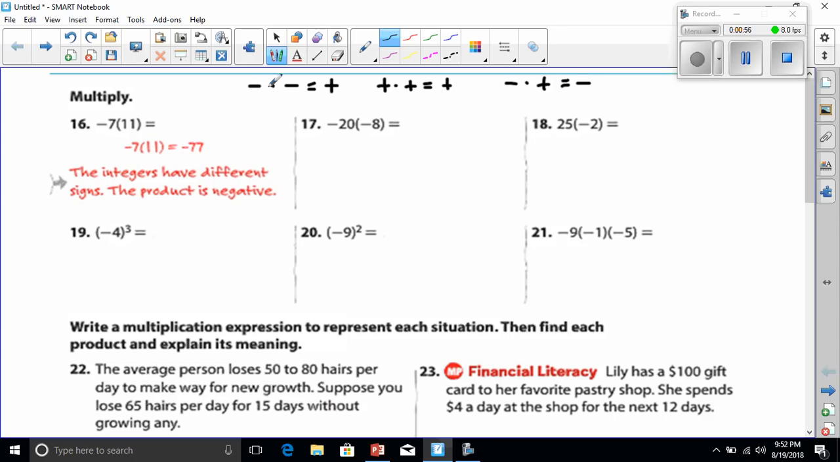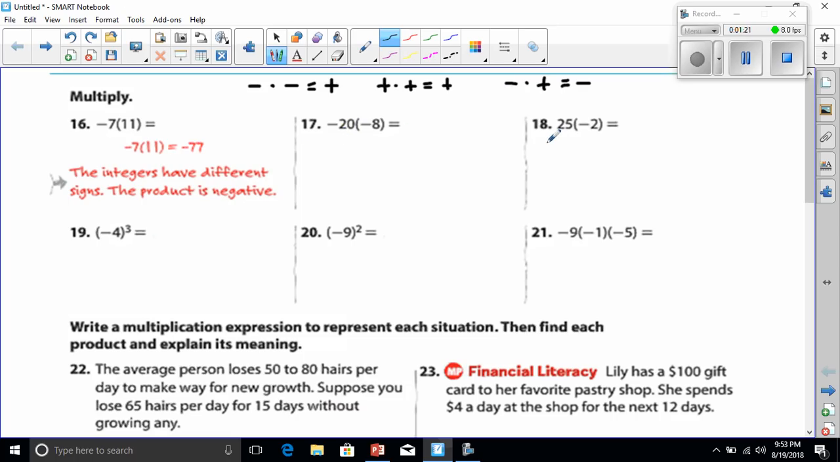All right? So any negative number times a negative number equals a positive number. And any time a positive number is multiplied to a positive number, it equals a positive number. But any time a negative number is multiplied to a positive number, we're going to get a negative answer. And that's why negative 7 times 11, well, that's negative 77. And a negative times a positive, that's a negative number.